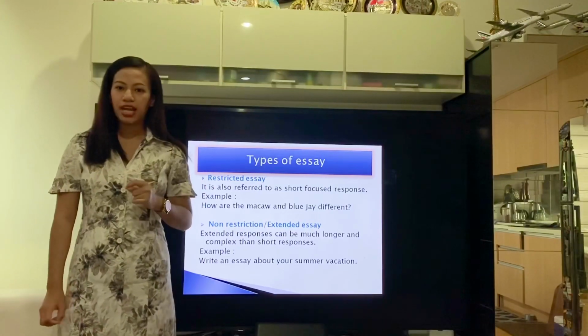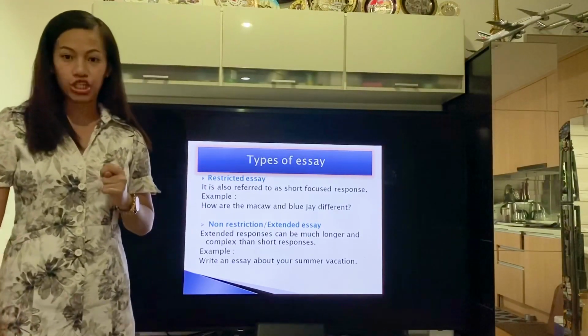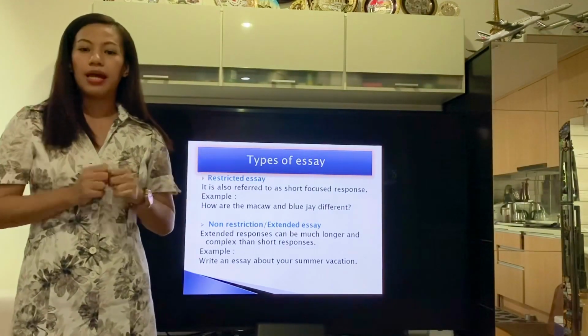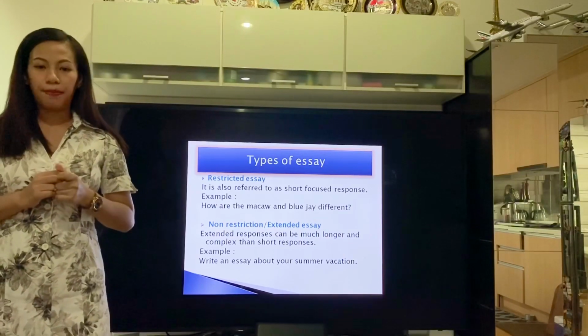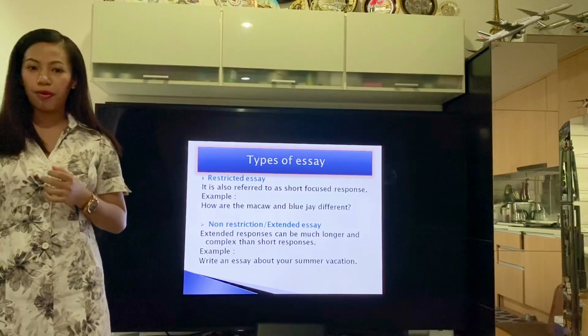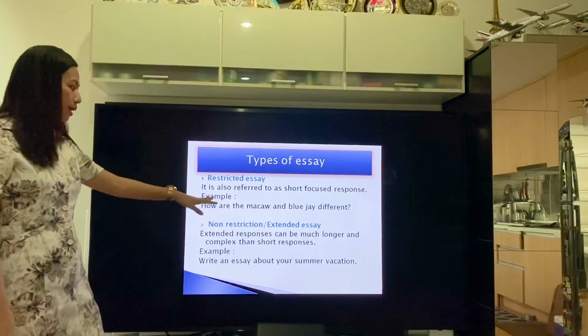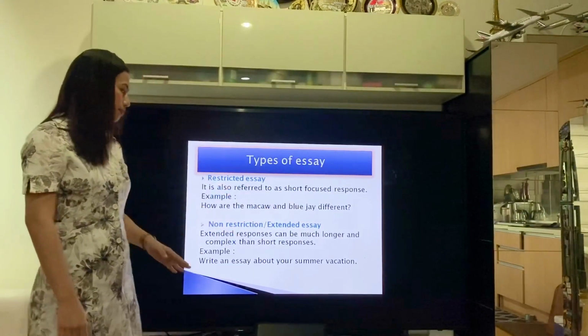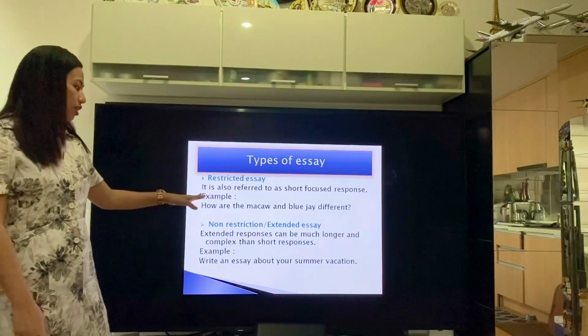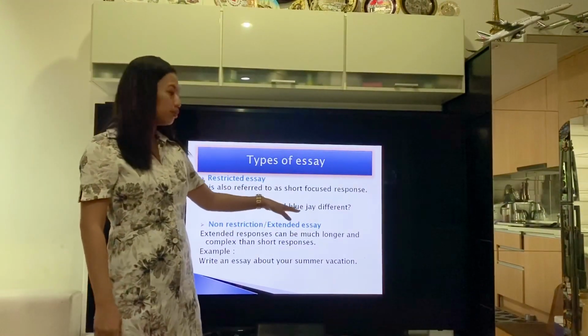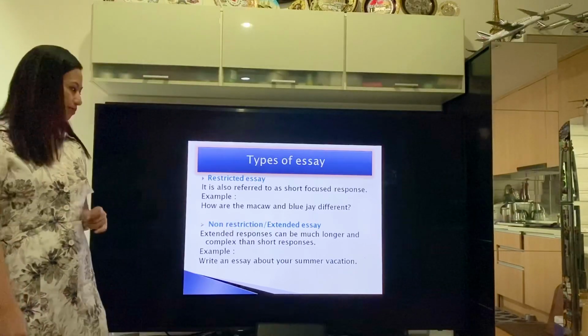So, pag sinabi natin restricted, may restriction siya. Limited. Doon ka lang sa certain topic na binibigay sa'yo. Bawal kang lumabas. Kailangan mag-comply ka. Like this example, how are the macaw and blue jay different? You need to focus sa definition ng macaw and blue jay lang.